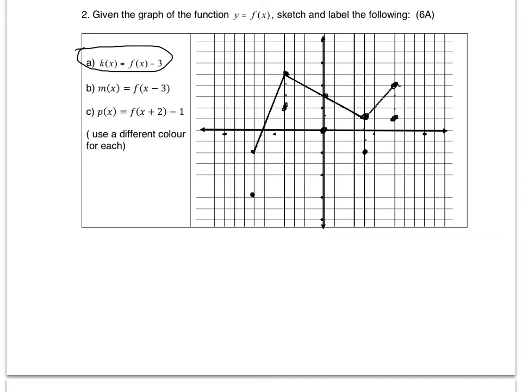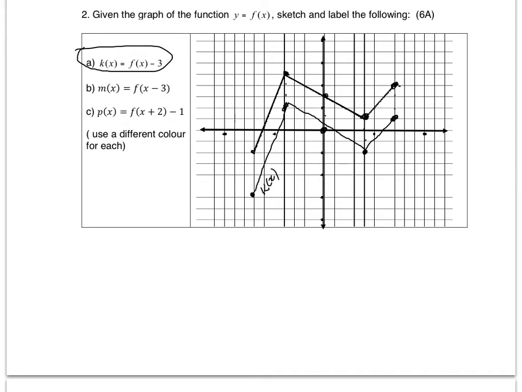So I'm going to end up something like this. Then I'm going to go here, and then I'm going to end up here. So this is going to be my part A. So I'm just going to write k of x. So this is k of x.